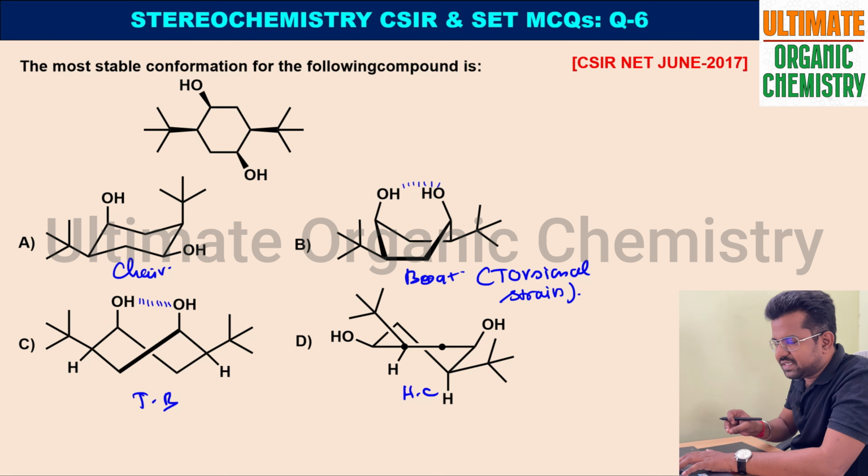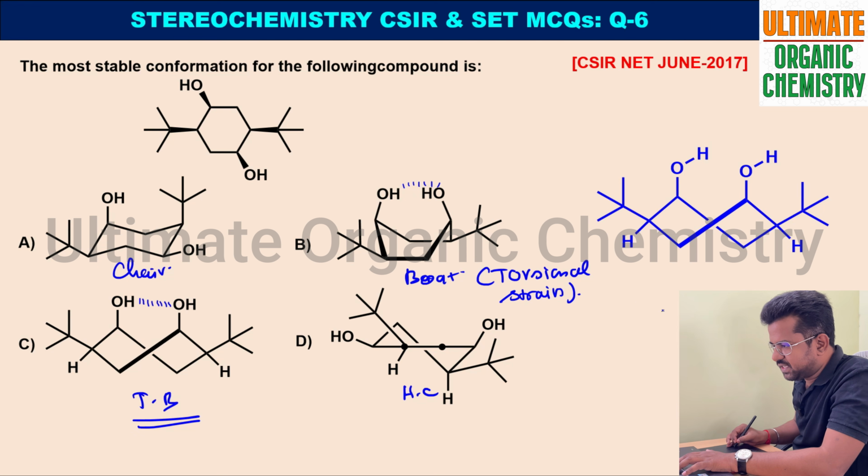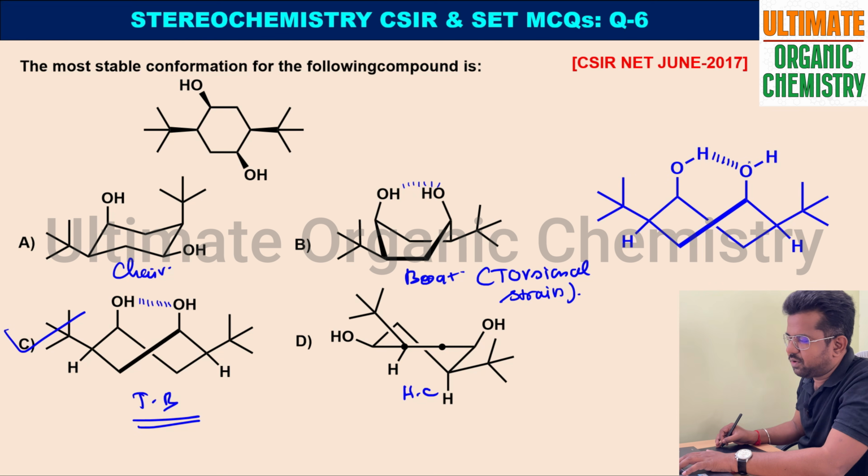So this will be less stable in nature. So when compared with boat form, this twist boat form is more stable. So the right answer is option C, because this form will have intramolecular hydrogen bonding between these two OH groups, and it gets extra stability. Right. So the right answer is option C.